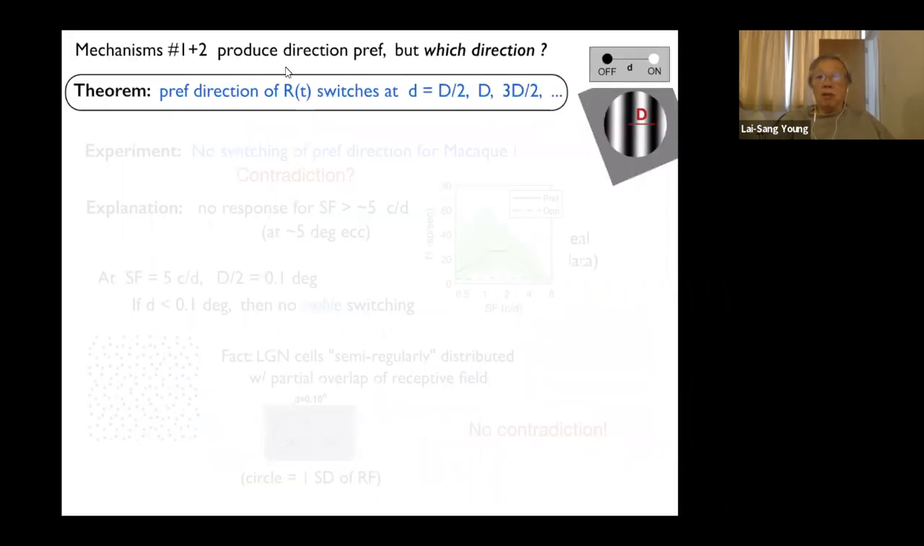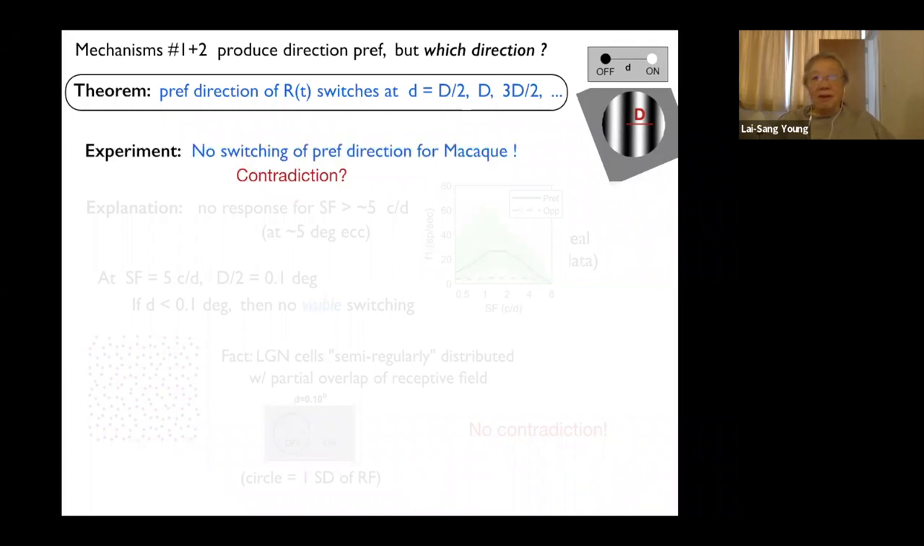So these two mechanisms produce directional preference, but which direction? The answer, as it turns out, depends on the relation between two numbers. Little d is the distance between the on and the off. Because of the retinal topic maps, we can project everything to the retina and measure it in degrees. So off and on are little d apart. If you look at the spatial period of the grating, let's call that big D, one can prove that the preferred direction switches when little d is equal to big D over 2, big D, 3 big D over 2, 2 big D, and so on. Every half of a D, it switches.